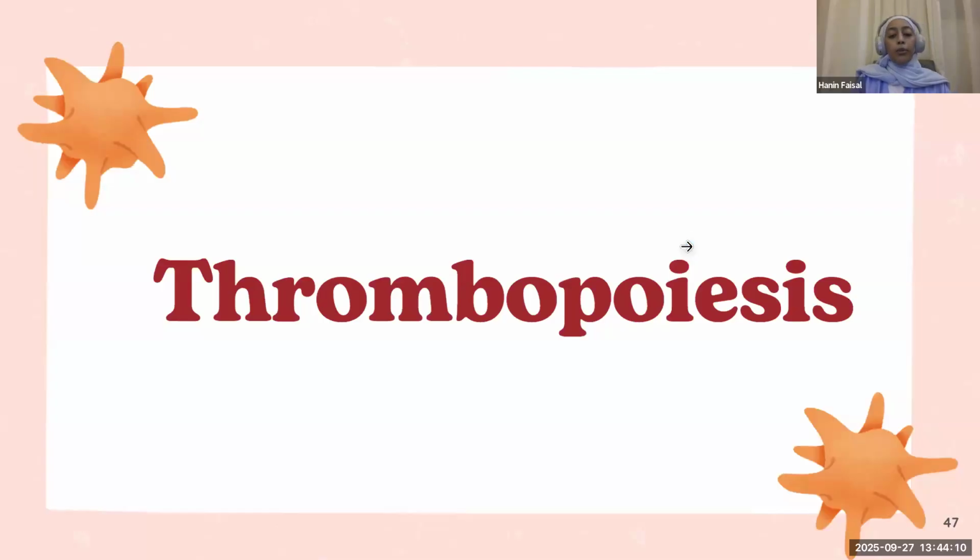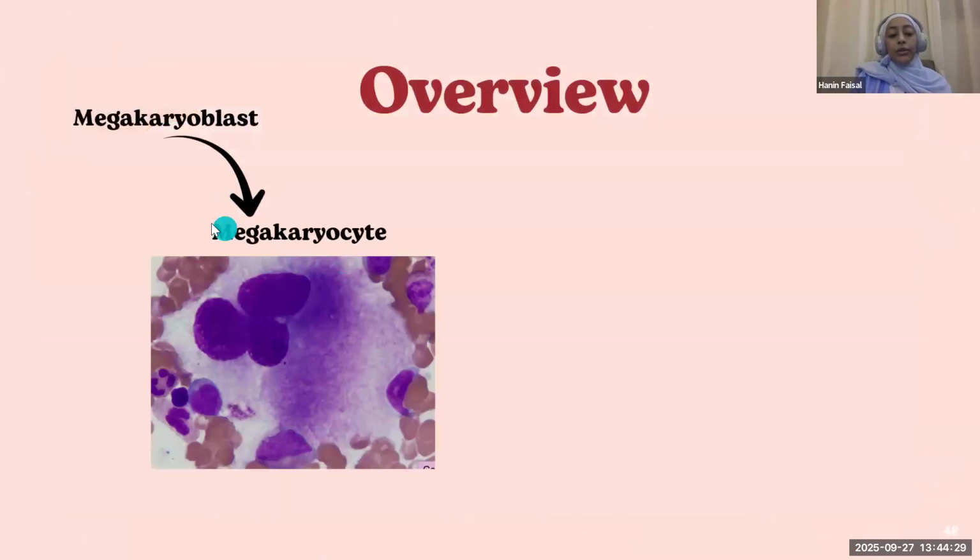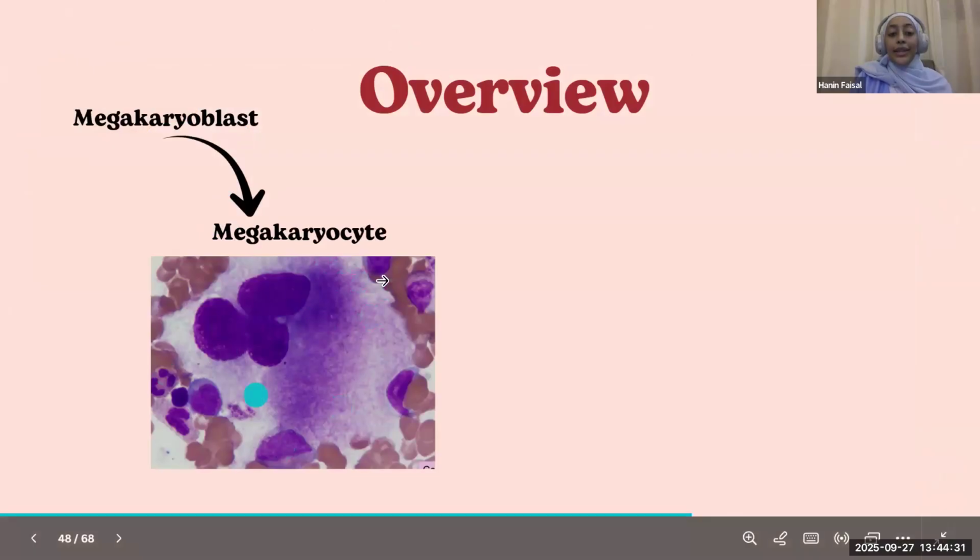Okay, now let's talk about thrombopoiesis. Poiesis again is basically formation. Thrombo is from thrombocyte, which is basically platelets. Again, we start with a megakaryoblast. Again, blast meaning a baby, an immature one. This megakaryoblast is going to change into a megakaryocyte. This cell is really important to know. The morphology of this is really important.